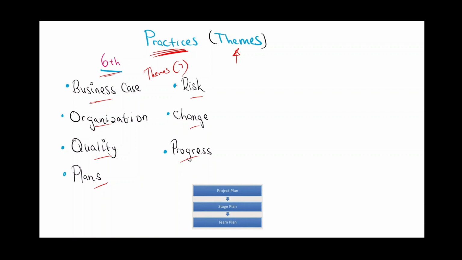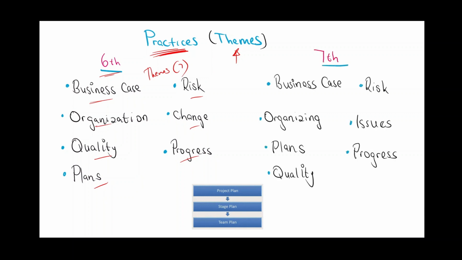Now, seventh edition of Prince2 has a difference in terms of, one, the wording. We are now talking about organizing instead of organization, and we are now talking about issues instead of change. Right? So that's a note for you. So when you're talking about the Prince2 practices moving forward to the seventh edition, we are now talking about organizing instead of organization, and issues instead of change. Okay, so I hope you note that so that moving forward we know what to expect.